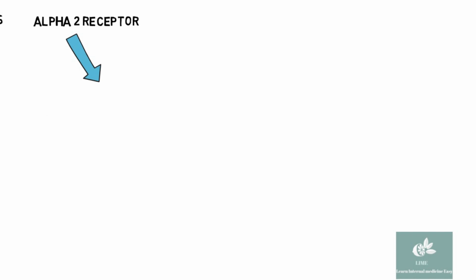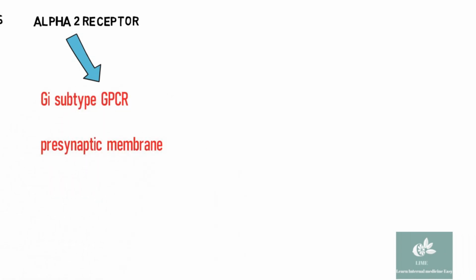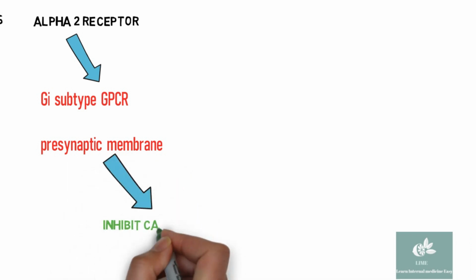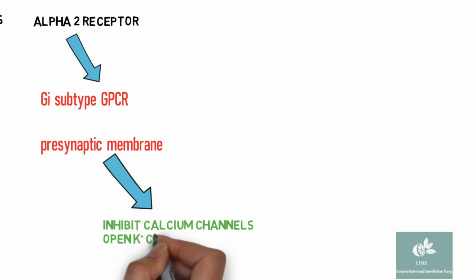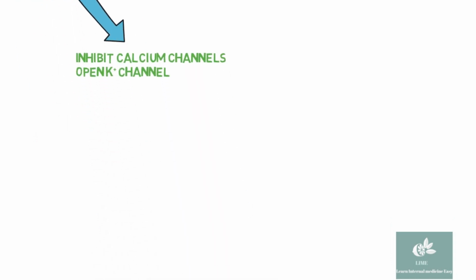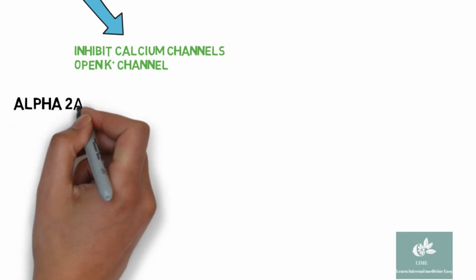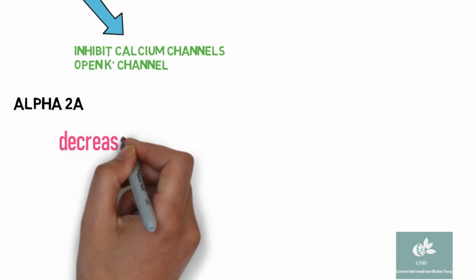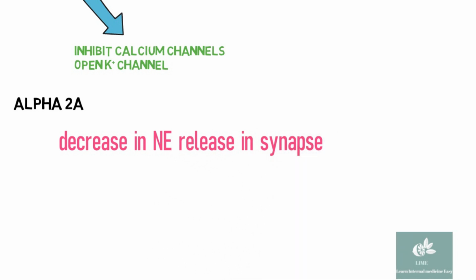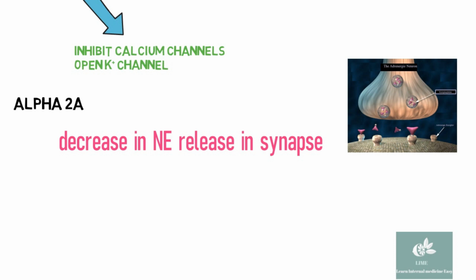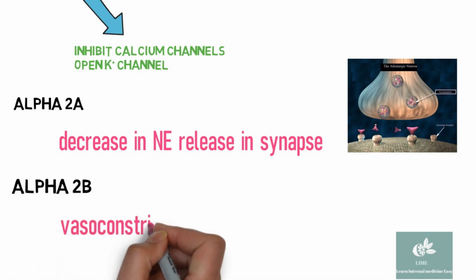Alpha 2 receptors. Alpha 2 receptors are Gi subtype of G protein coupled receptors and are located in the presynaptic membrane. Stimulation of these receptors decreases cyclic AMP and results in inhibition of calcium channels and opening of potassium channels, which causes relaxation. Alpha 2A receptors are primarily located in the presynaptic membrane, and their stimulation decreases the release of norepinephrine in synapses, which acts as a control for norepinephrine release.